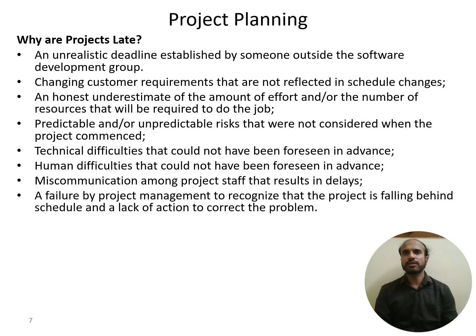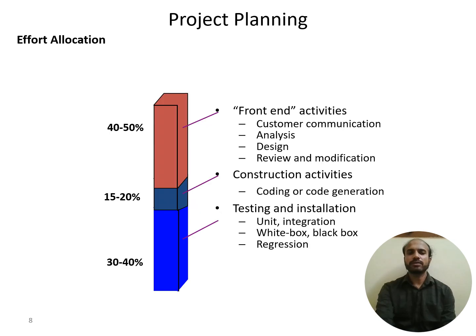So all these could be the reasons why a project is delayed: not having a proper deadline, changing customer requirements, estimation of the effort not being done, risks not listed properly, technical and human difficulties not really planned or predicted prior, and improper communication. All these could be the reasons for a project being delayed. So with that said, how much effort needs to be allocated?